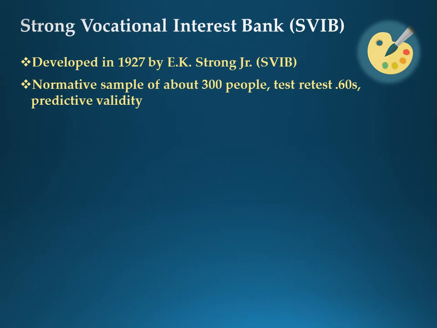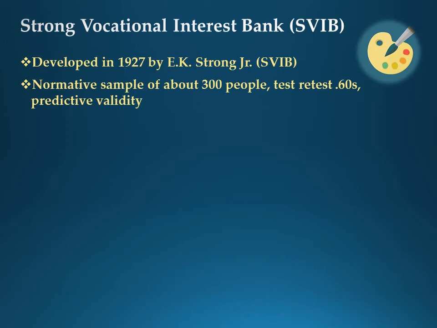Now, let's look at the normative sample. There were about 300 people used in the beginning, and the test-retest was in the 0.60s, and predictive validity was available. In the studies that were done on this test, a lot of individuals from many professions and occupations were taken up and were asked to respond to 400 items, dealing with basically preferences like likes and dislikes to occupations and leisurely activities.